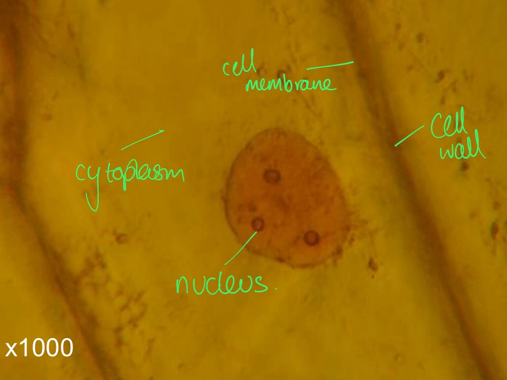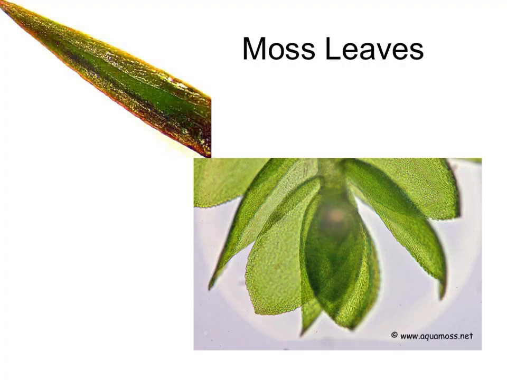But there's something that is missing from our onion skin cells that is common to most plant cells, and I'm going to show you that in our moss leaf cells now. So here's a moss leaf. You can see it's just been directly shown underneath the microscope in this image here. That's just a picture at the top of a moss leaf.